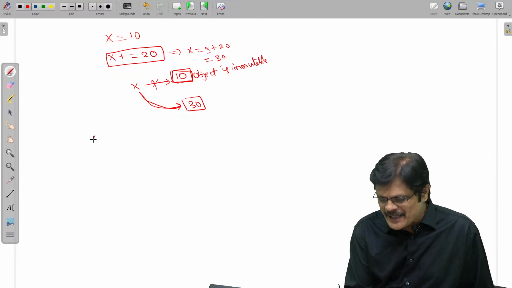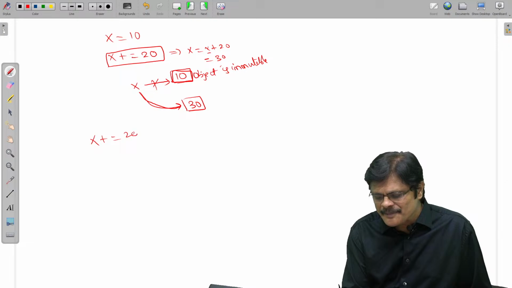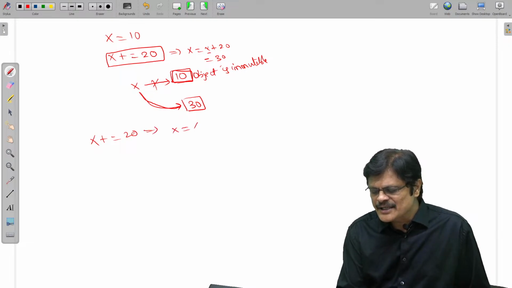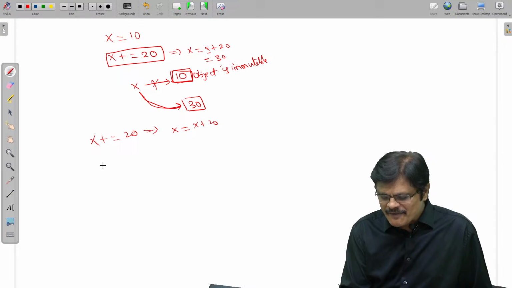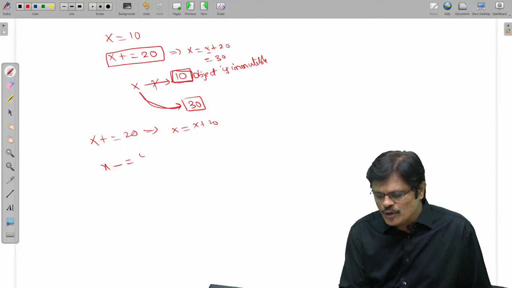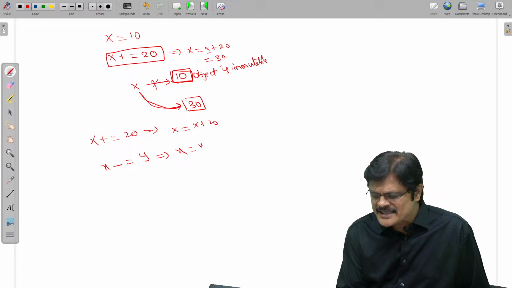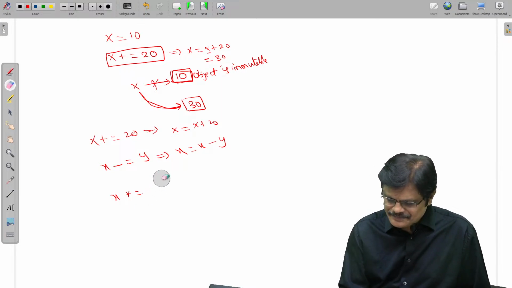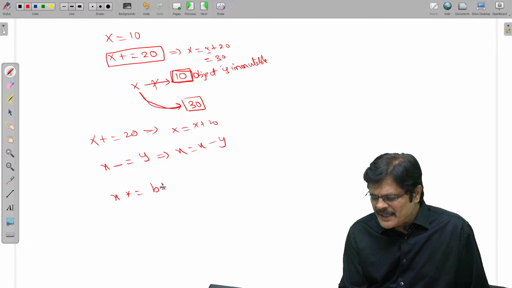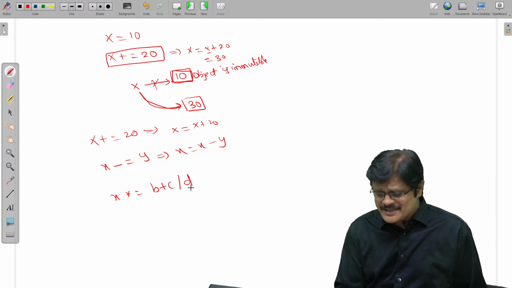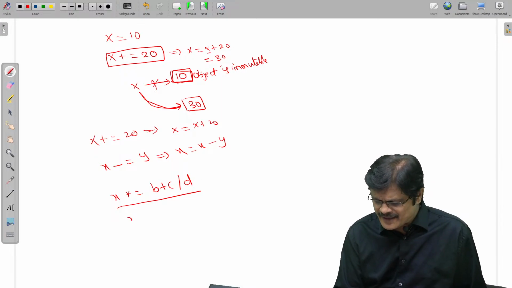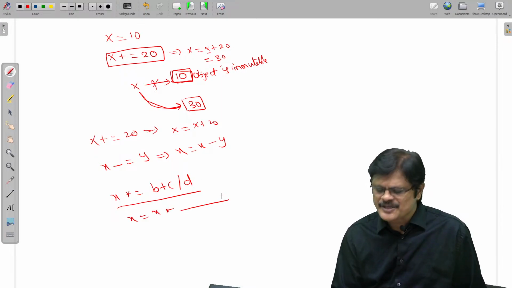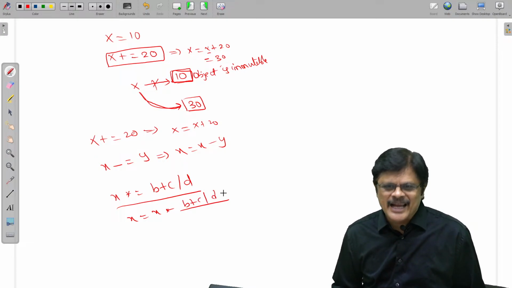Please note that. So please note, when I say x += some number, what is the meaning of it? X is equal to x plus that number. Suppose if I say x -= y, what is the meaning of it? X is equal to x minus y. Suppose if I say x *= b + c / d, can I do this? Yes. What is the meaning of it? X is equal to x into this expression, b plus c divided by d. That is what exactly happens, my dear friends.